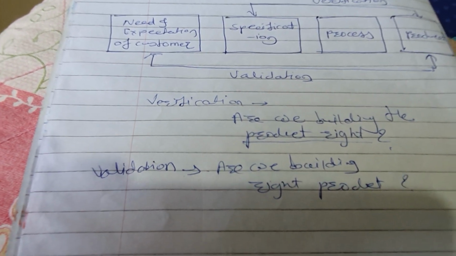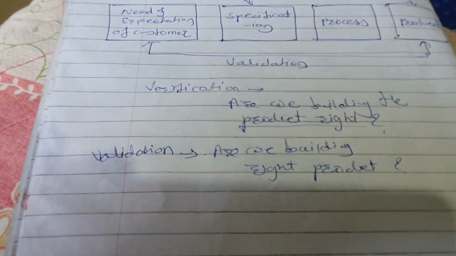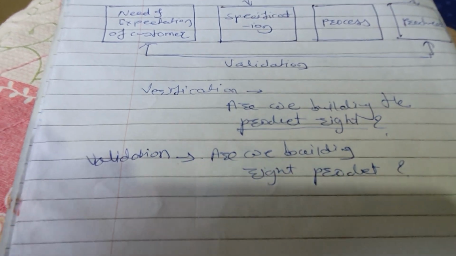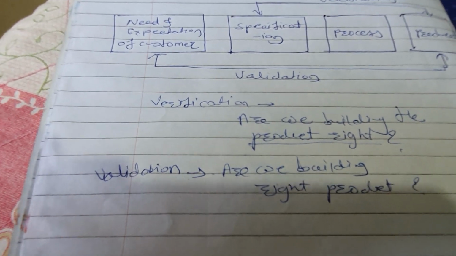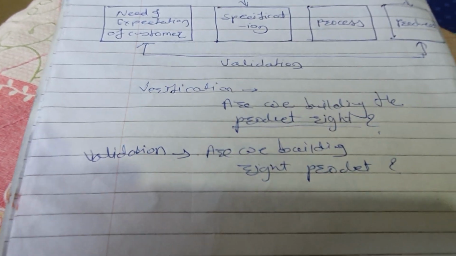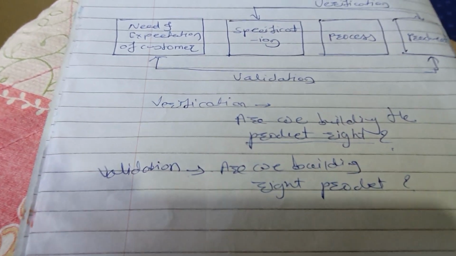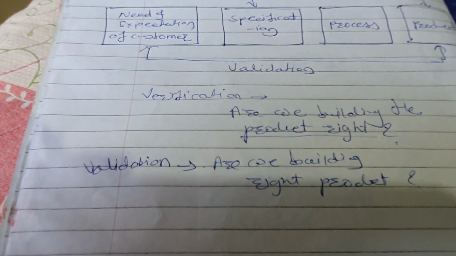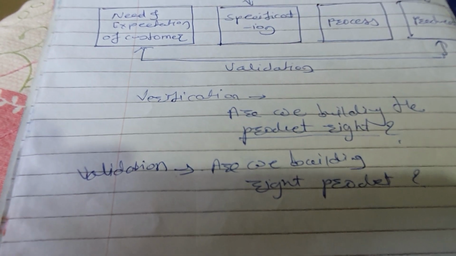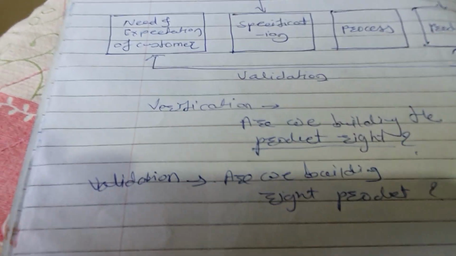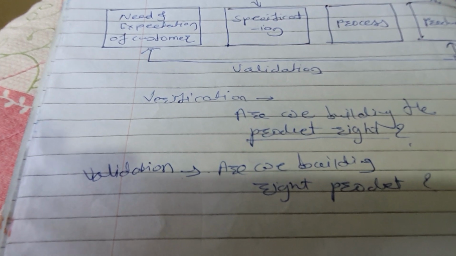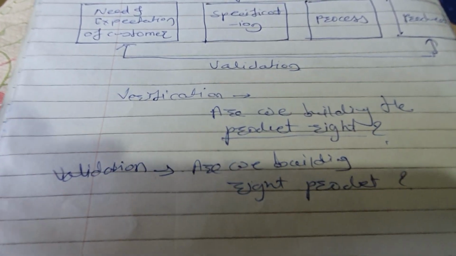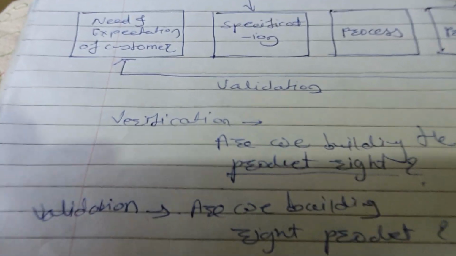So first, verification means, are we building the product right? Second, validation means, are we building the right product, which is nothing but your software. Okay, second difference: verification is a static approach and validation is a dynamic approach. Why is verification called a static approach? Because it does not involve execution of any code, and validation involves execution of code. And verification means your manual testing, which is human-based checking of documents and files.